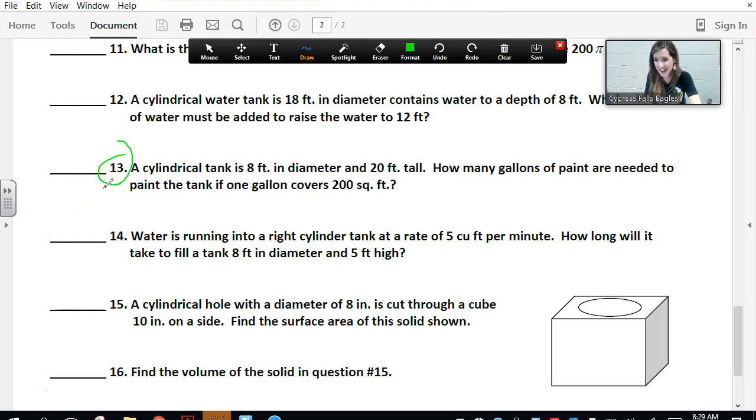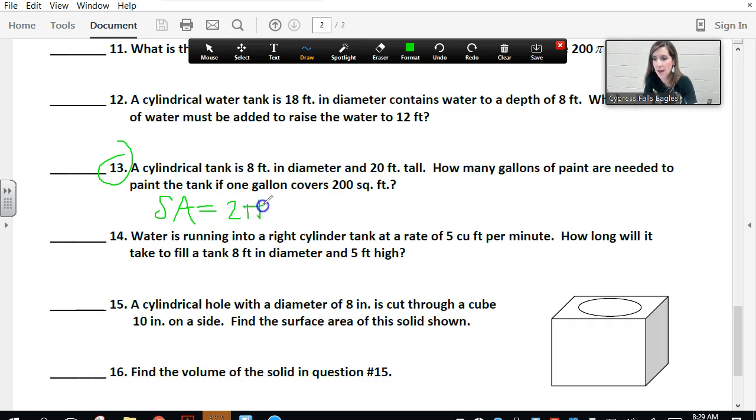The surface area. Yeah, they say you're painting the tank. We're going to assume it's the whole tank because they don't say you're only painting the lateral surface area. So we're going to assume total since they did not specify. So we're going to find the total surface area of a cylinder. So I would start by writing the formula on my paper. So you go straight to your reference materials and you copy down the formula.